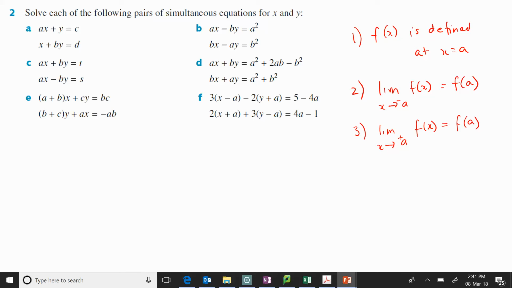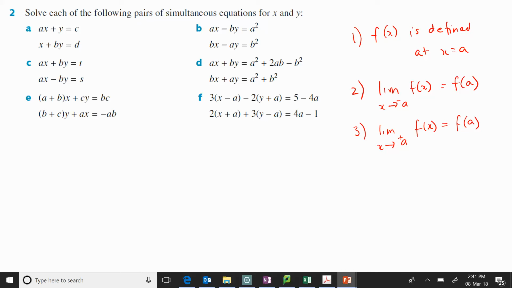So part one says, does it have a y value? We say yes. Then part two says, all right, if I approach from the left-hand side, does it also approach this y value? If it's ticked off, great. And then what about if I approach from the right-hand side? Does it also tend towards the same y value? If all three boxes are ticked, we say it is continuous, right?